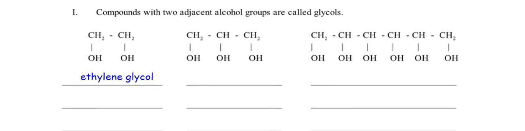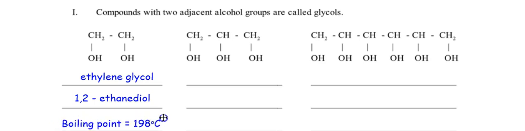That is the common name. The IUPAC name, well, how would you name it? We have two alcohol groups, so we call it a diol, so it's 1,2-ethanediol. And the boiling point of this is 198 degrees Celsius. So what is its use?